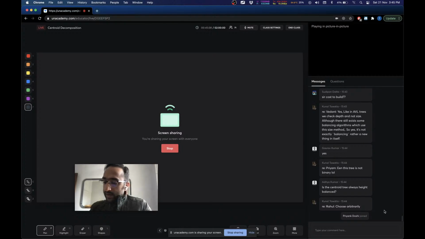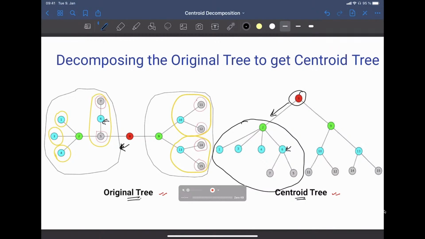So let's come to that. And I hope that the procedure of forming the centroid tree from the original tree, the overall idea is clear, what exactly is happening. It might take some time to get used to this, but it should be very clear in your mind that the centroid tree is a very different representation from the original tree, and an edge in the centroid tree might not correspond to an edge in the original tree.